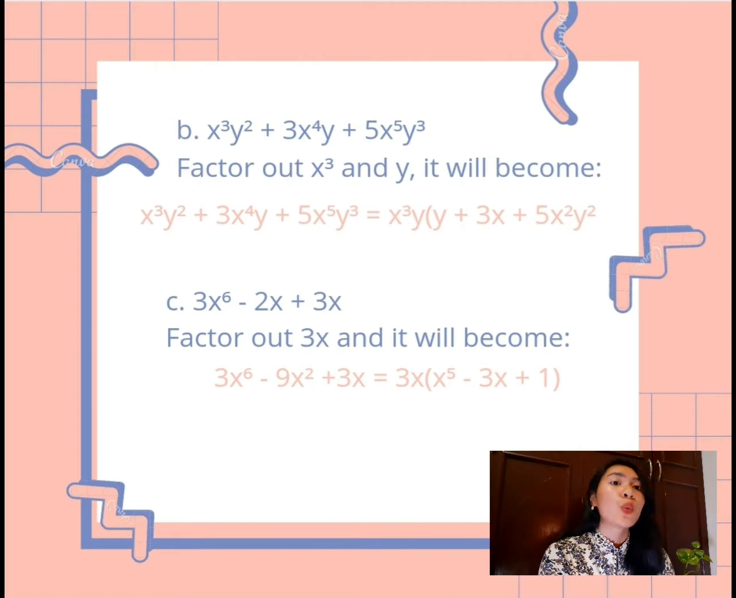For the last example for this problem, we have 3x raised to the 6th power minus 9x squared plus 3x.